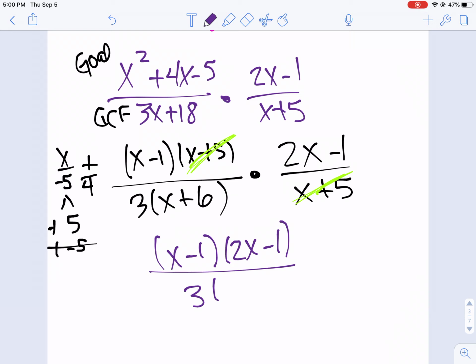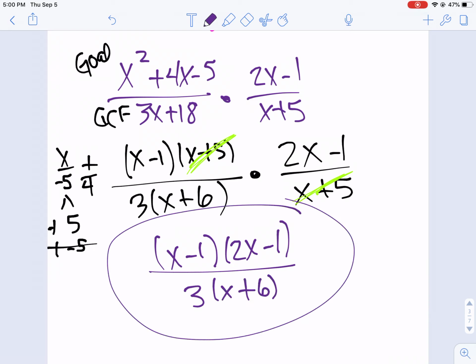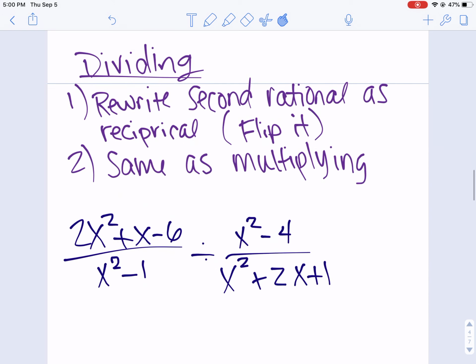And then 3 times x plus 6. And leave it like this. Do not go back and factor or FOIL it out and distribute. You don't need to do that. Just leave your answer in simplified form.